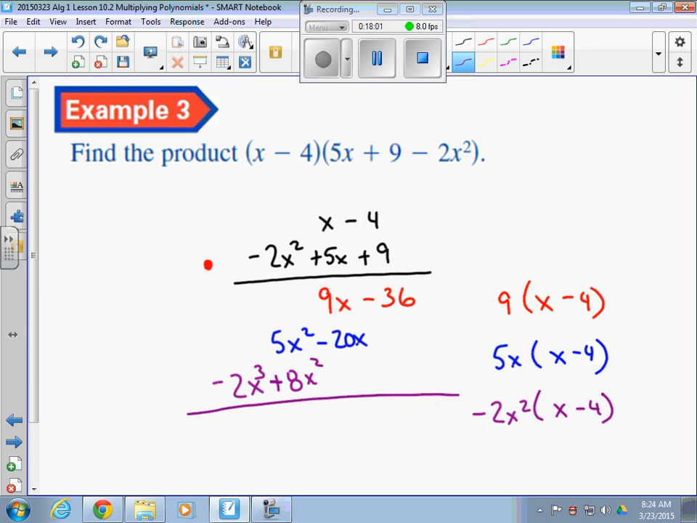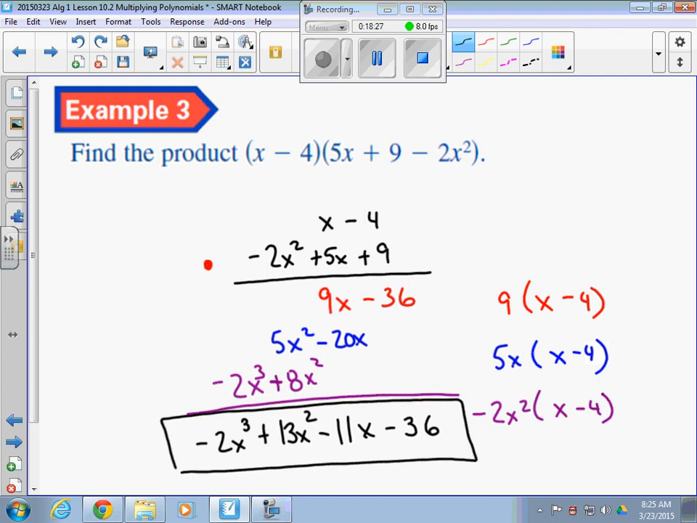Then combine your like terms. There's only one constant term, negative 36. 9x minus 20x is going to be negative 11x. 5x squared plus 8x squared is going to be a positive 13x squared. And then there's only one negative 2x to the third power. So here is your polynomial written in standard form, following the vertical method.